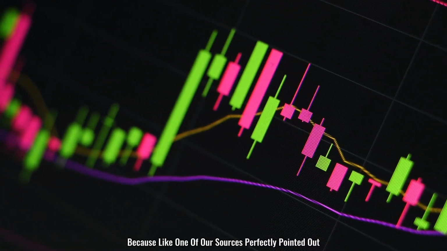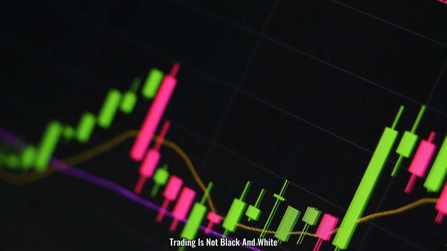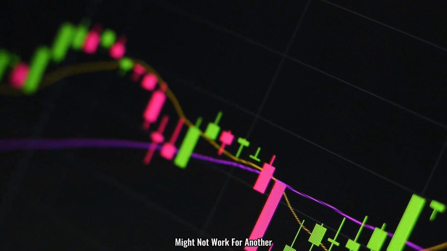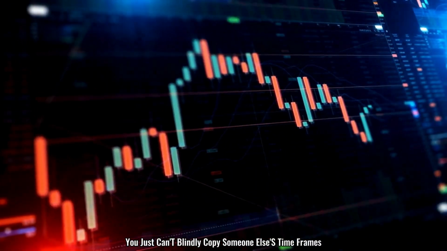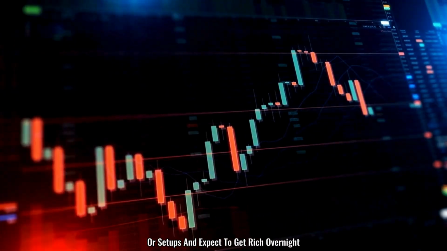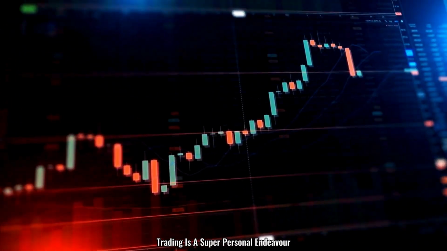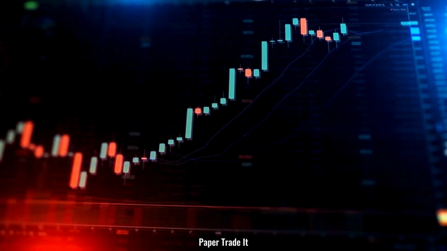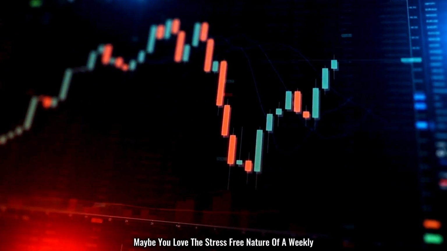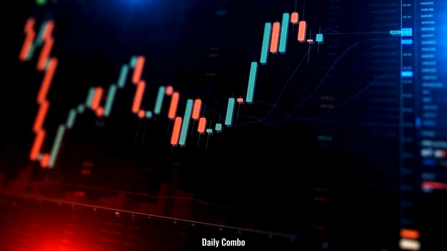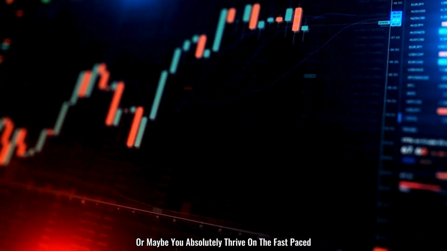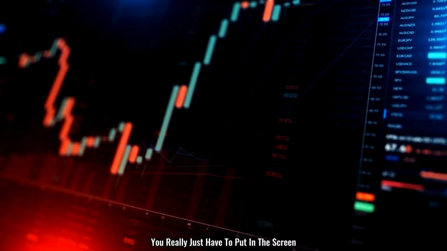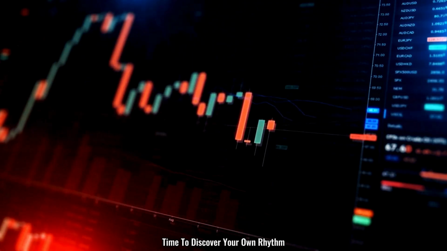Because, like one of our sources perfectly pointed out, trading is not black and white, and what works for one person might not work for another. You just can't blindly copy someone else's time frames or setups and expect to get rich overnight. Trading is a super personal endeavor. You've got to take this top-down framework, paper trade it, test it, and tweak it. Maybe you love the stress-free nature of a weekly, daily combo, or maybe you absolutely thrive on the fast-paced 1-hour and 5-minute action. You really just have to put in the screen time to discover your own rhythm.